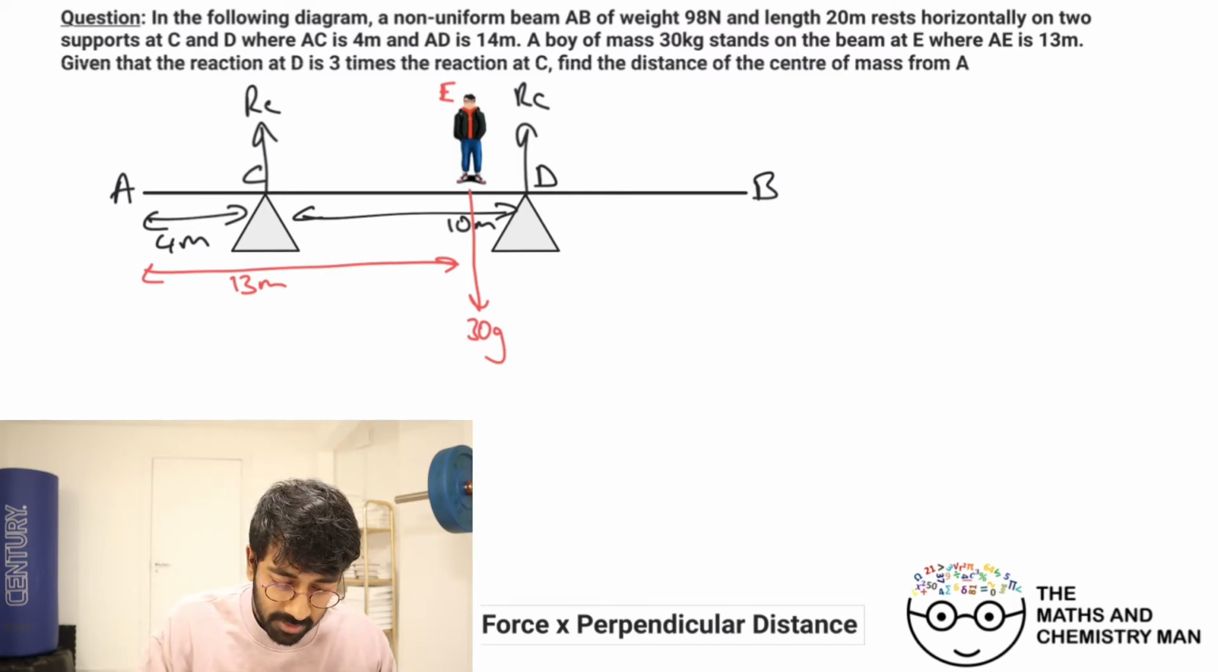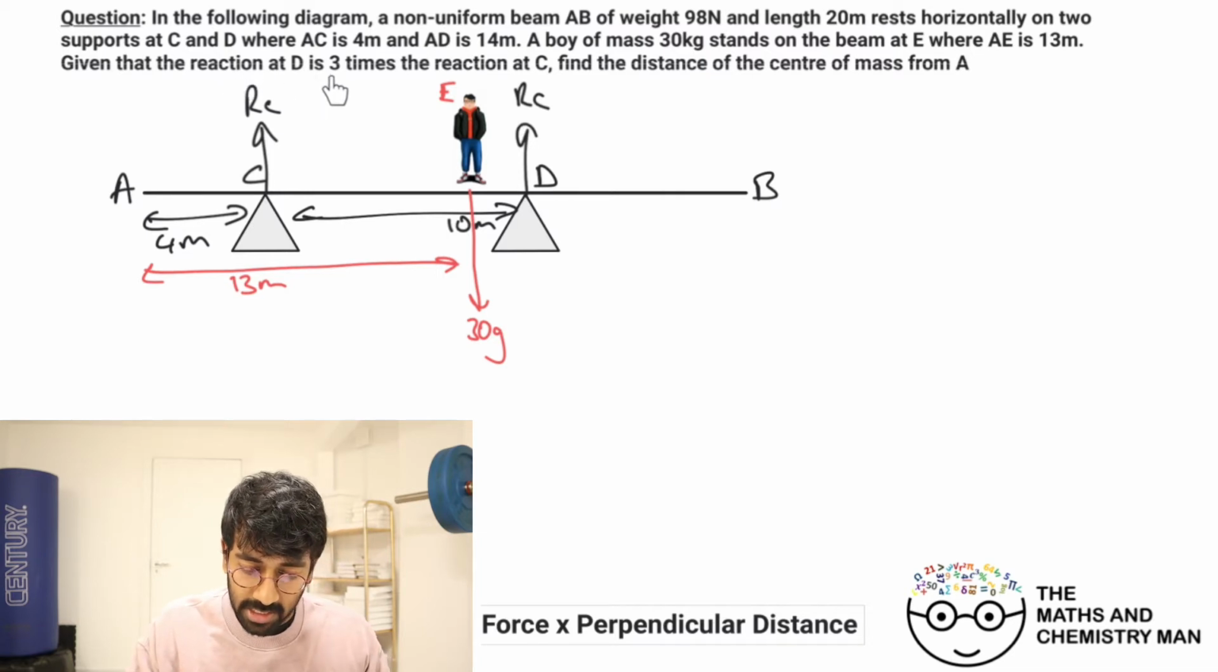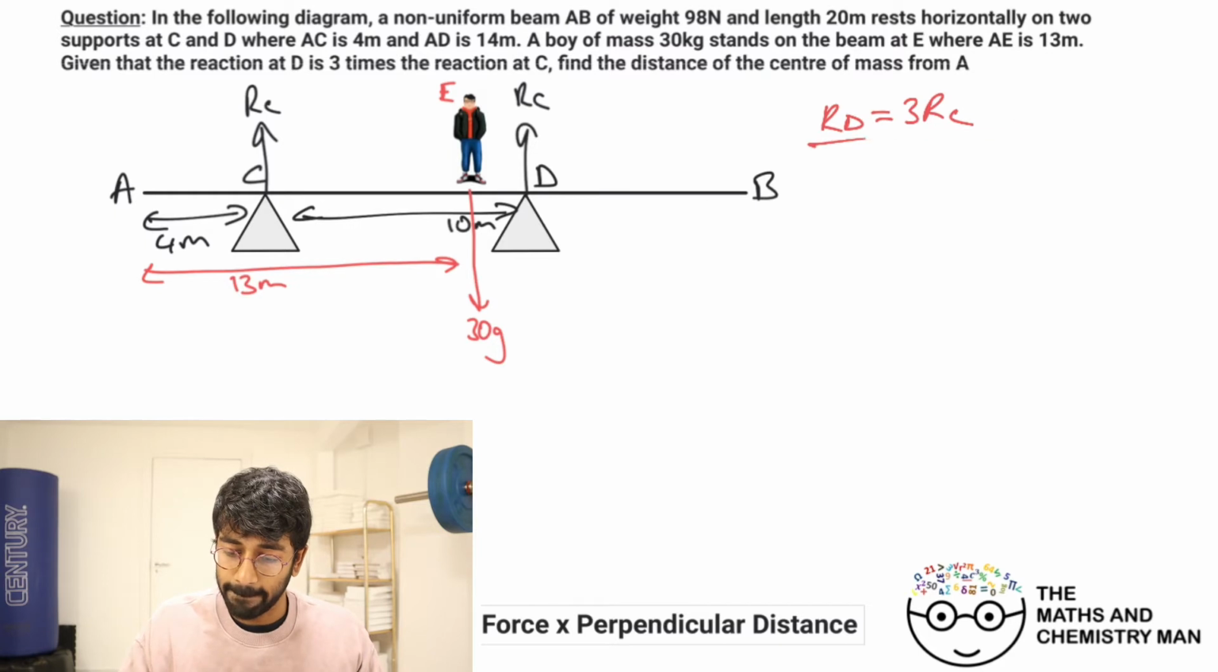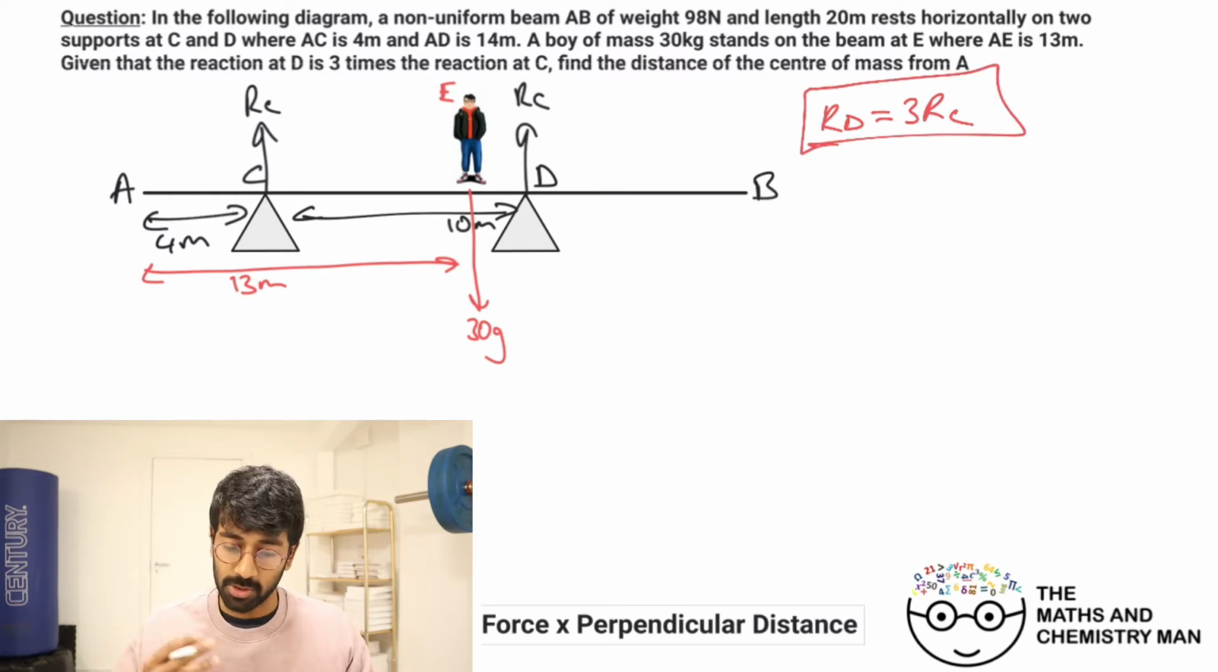And the last bit of information that we're given is this. We're told that the reaction at D is 3 times the reaction at C. So that means we can go RD is equal to 3 lots of RC. That's going to be a useful piece of information. We'll have a look at how we can use that in a couple of minutes' time.